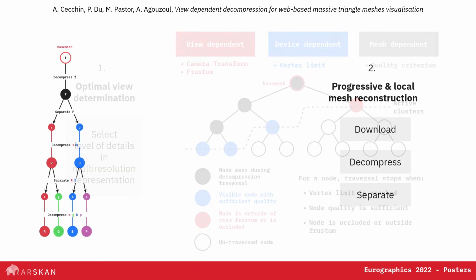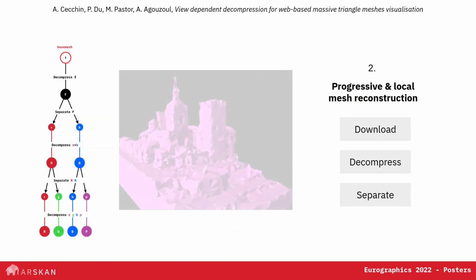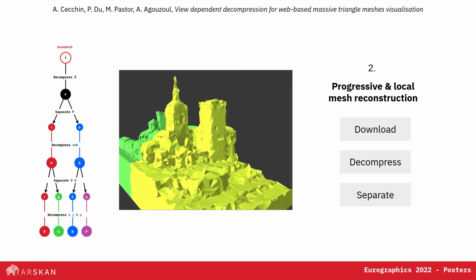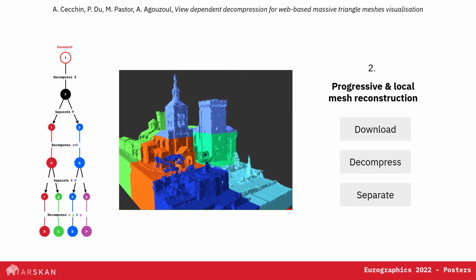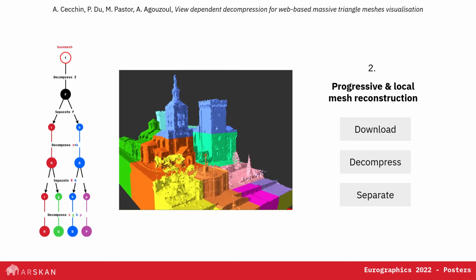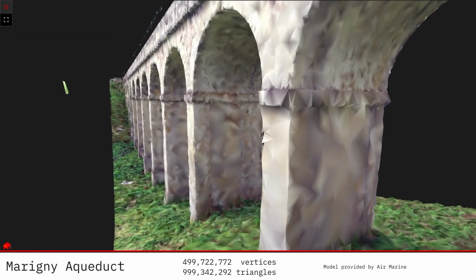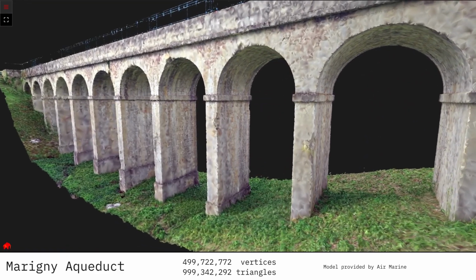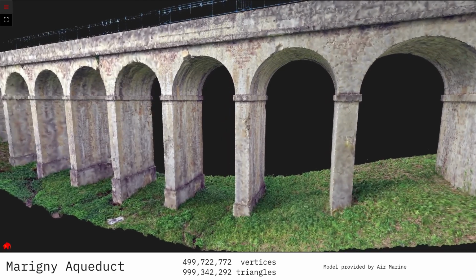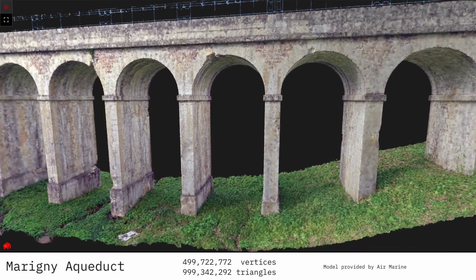The second one uses the tree as a decompression dependency graph. Starting from the base mesh, it downloads, progressively decompresses, and separates the nodes to reach the optimal selection. Only targeted nodes are downloaded and decompressed. Each reconstructed node is saved locally to render in WebGL and can be reused when the optimal view changes.